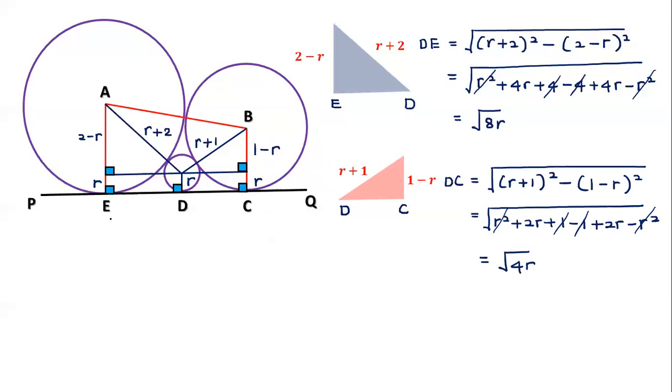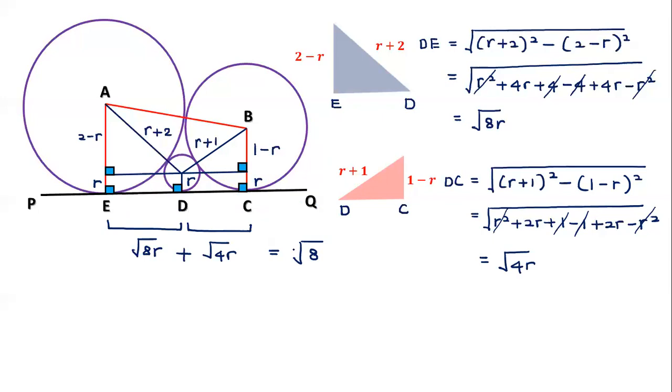We already managed to get this length, that is DE, the square root of 8r. And we already have this length now, that is the square root of 4r. And also remember, we already have this. The total of EC is the square root of 8, right? So that means the total of both is going to be the square root of 8. That is our idea now. We're going to use up.